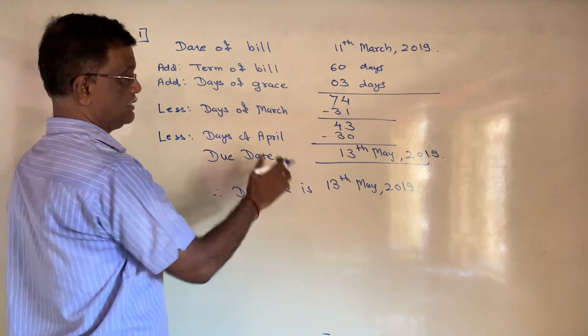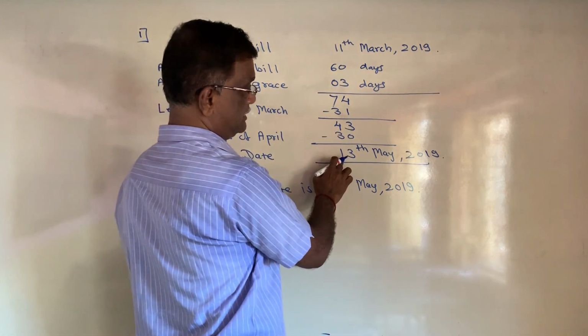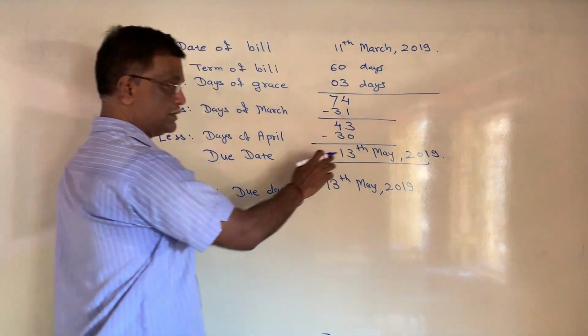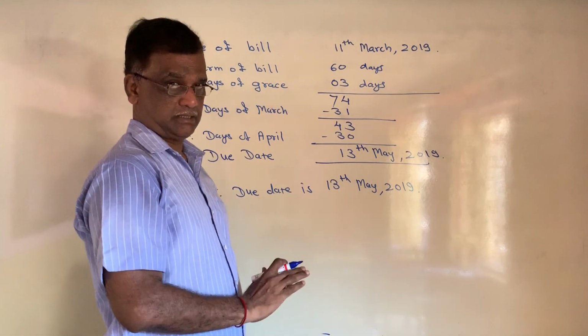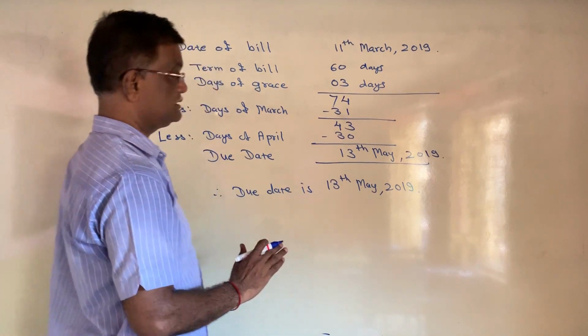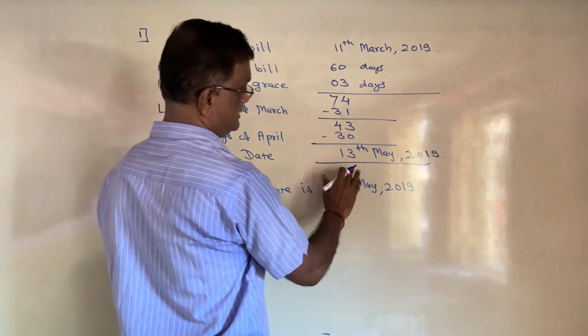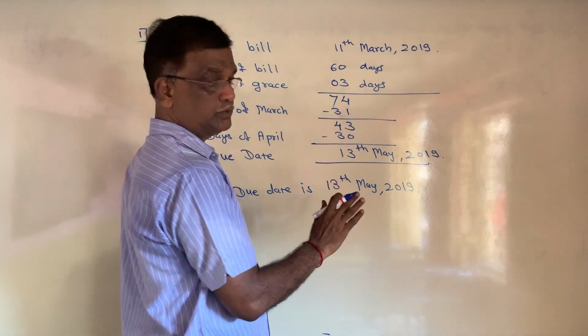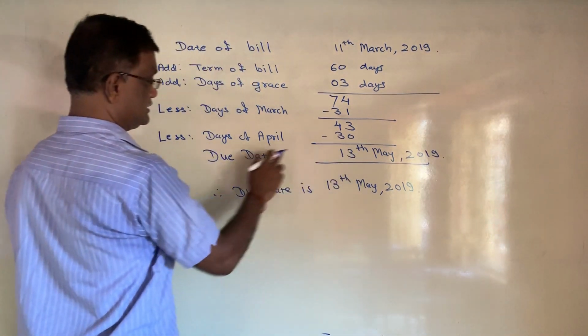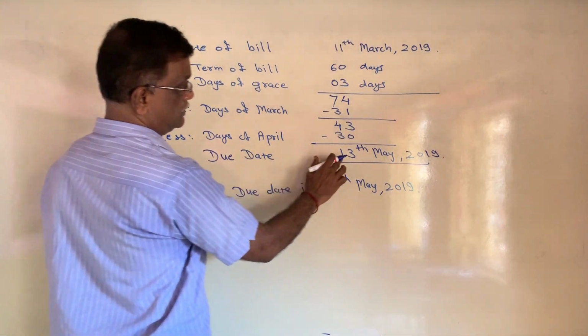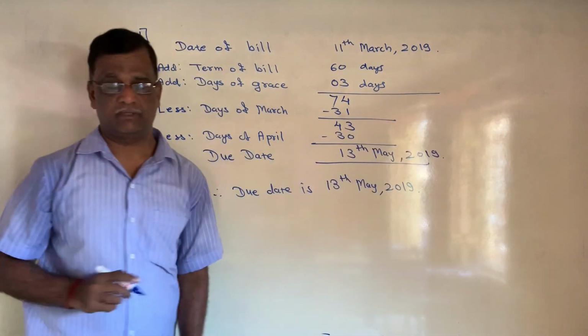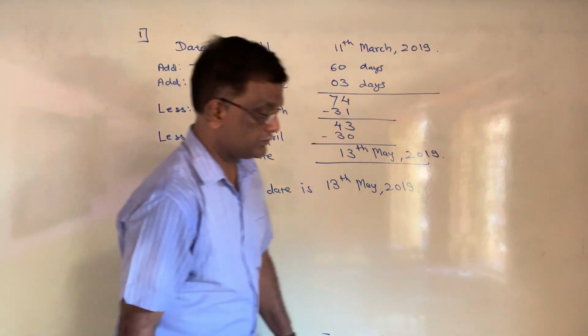After March comes April, so deduct 30 days of April. Left 13. From this 13 you cannot deduct the total number of days of May. The total number of days is 31, so you cannot deduct. So you have to stop here. This is your final answer. When you get this answer, that is your legal due date. So 13th May 2019.